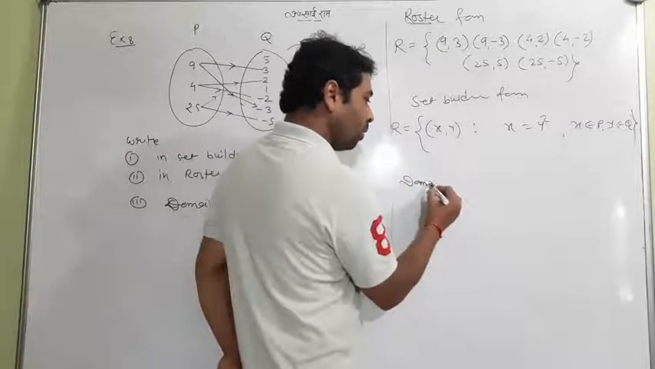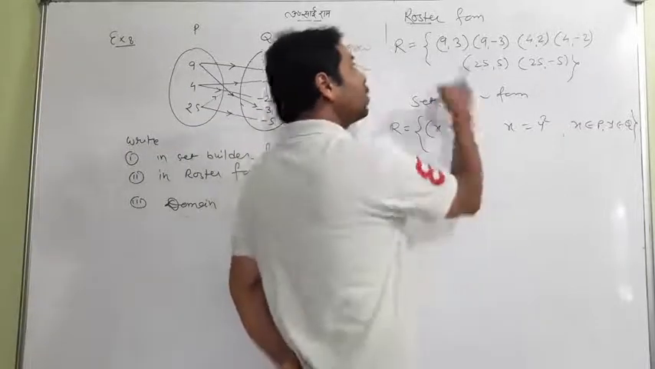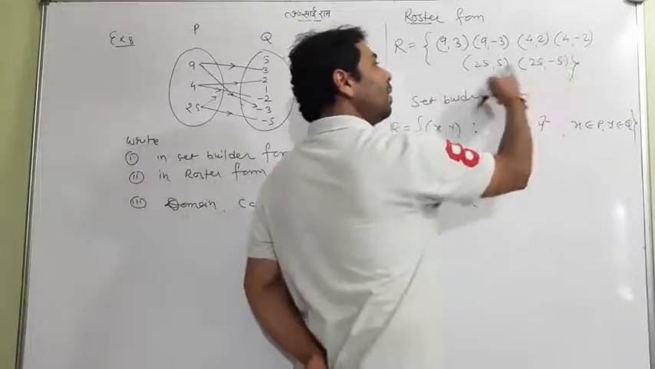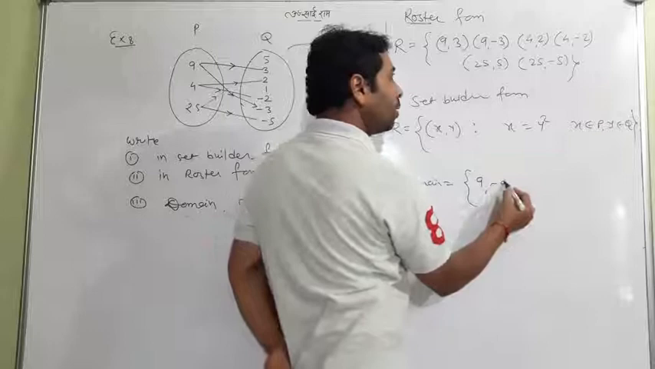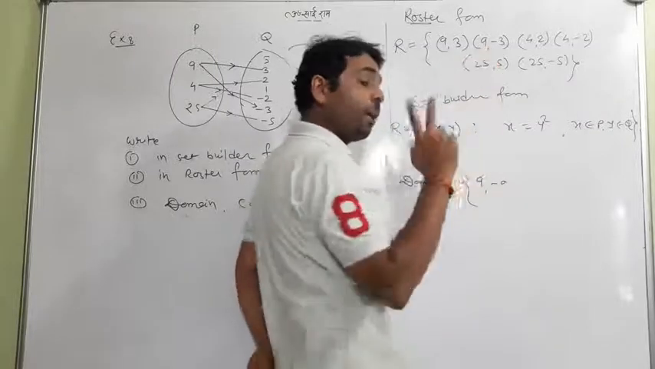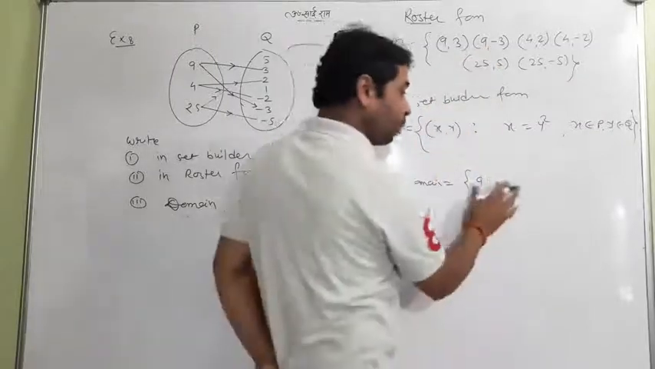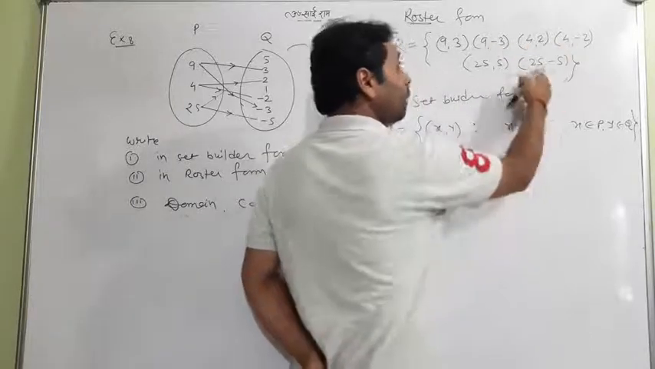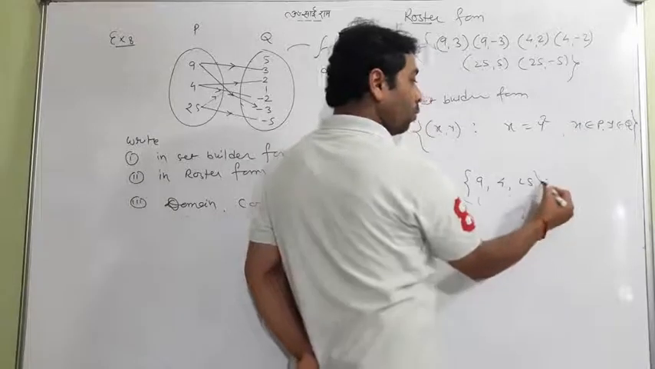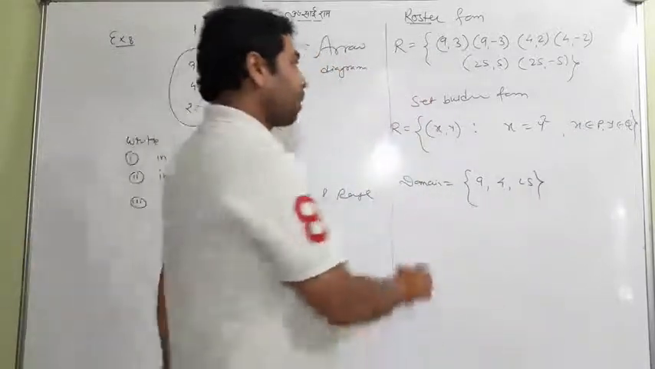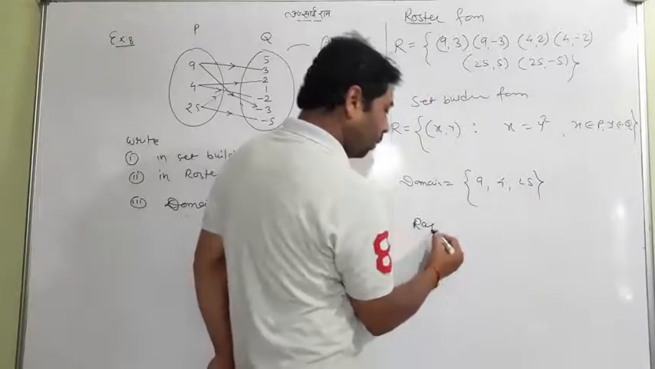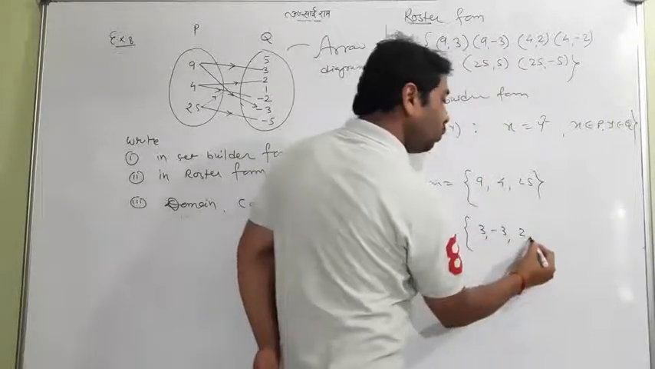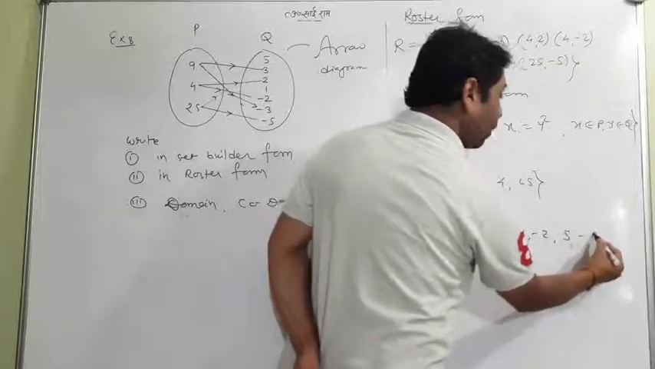Third, domain. Domain is nothing hard. Just go into the relation and find the first elements. The first element 9 appears twice, but you can't write a single element twice, so write 9 only once. Then 4 once only, 25 once only. Whatever it is, this is the domain. And range will be the second elements: 3, minus 3, 2, minus 2, 5, minus 5.